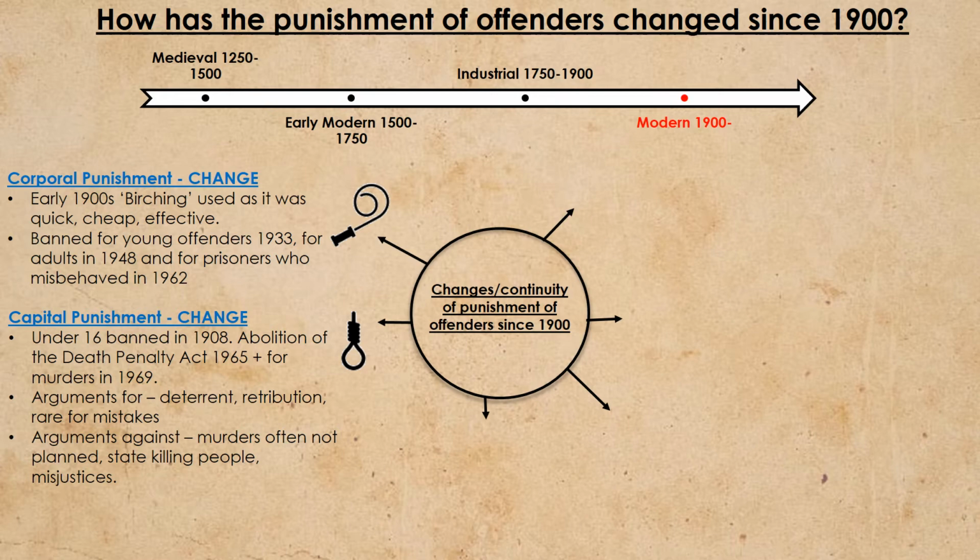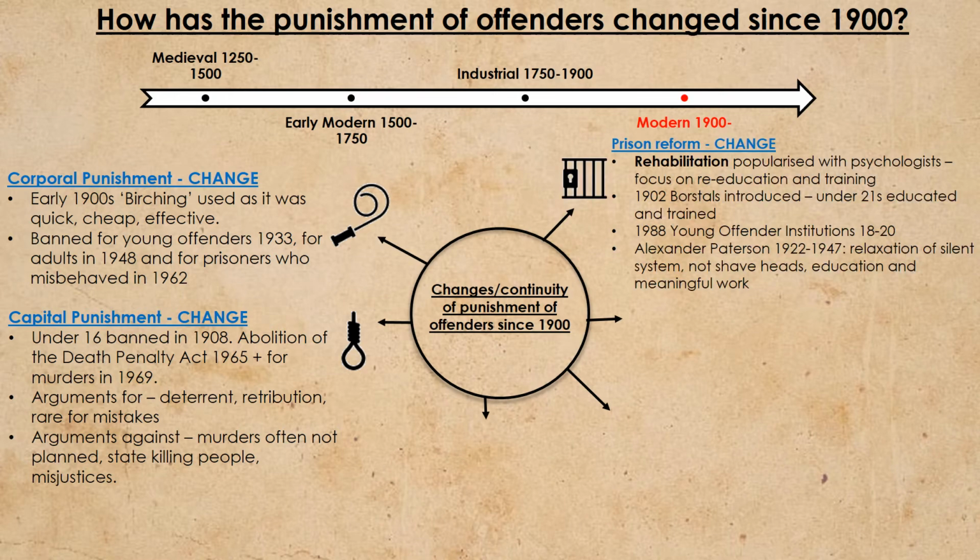So capital punishment is another very significant change during this time period, because in every time period, like with corporal punishment, we have talked about methods of execution of offenders. Prisons as well go through huge changes during this time period. We'd seen how in the industrial period prisons had begun to change and the ball had begun to start rolling with reform, but it's during this time that it really takes off.